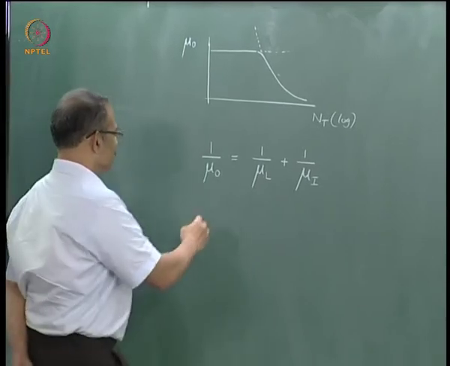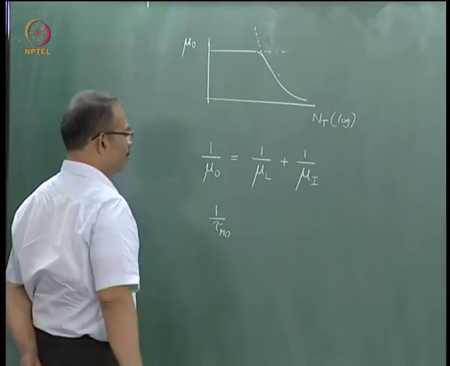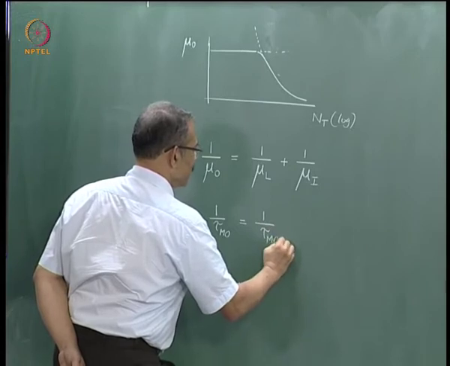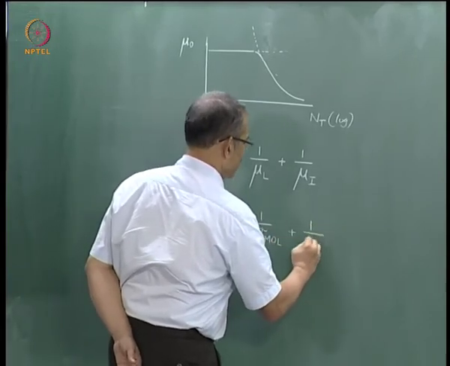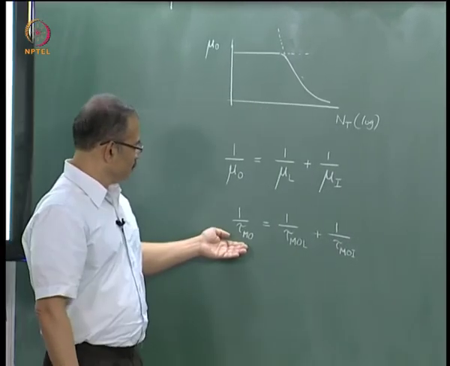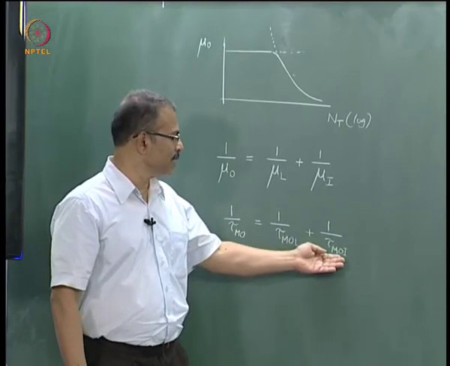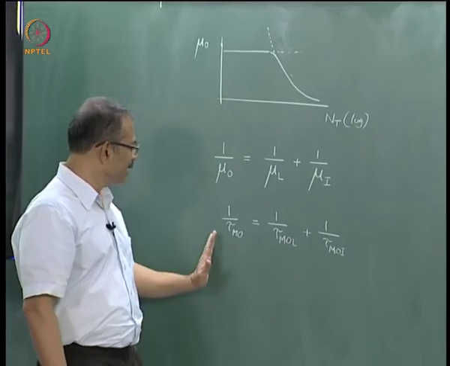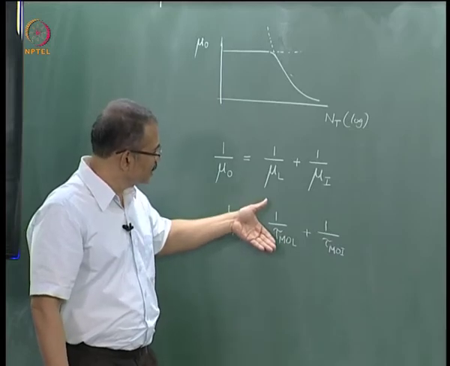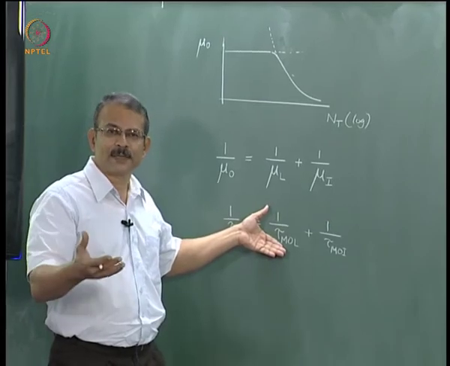Why? Because I can write in terms of the momentum relaxation time, 1 by tau m 0 equal to 1 by tau m 0 L plus 1 by tau m 0 I. This is the momentum relaxation time because of lattice scattering, and this is the momentum relaxation time because of ionized impurity scattering. Now why can I sum up the reciprocals? Well, it is very simple. The reciprocal of this time represents the number of scattering events, or the scattering rate.